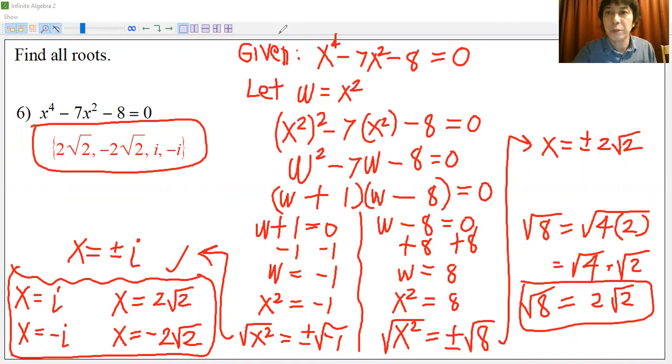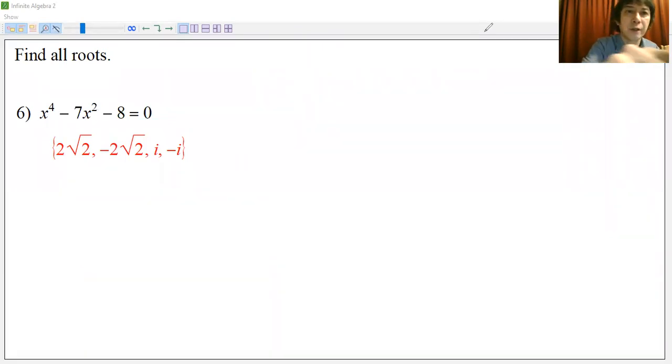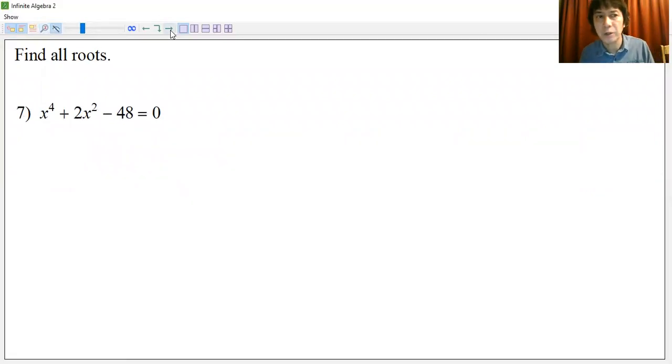Let's proceed to number 7. Let me clear the screen. Here is number 7. Find all roots of x to the 4th plus 2x squared minus 48. Let us start from the given.